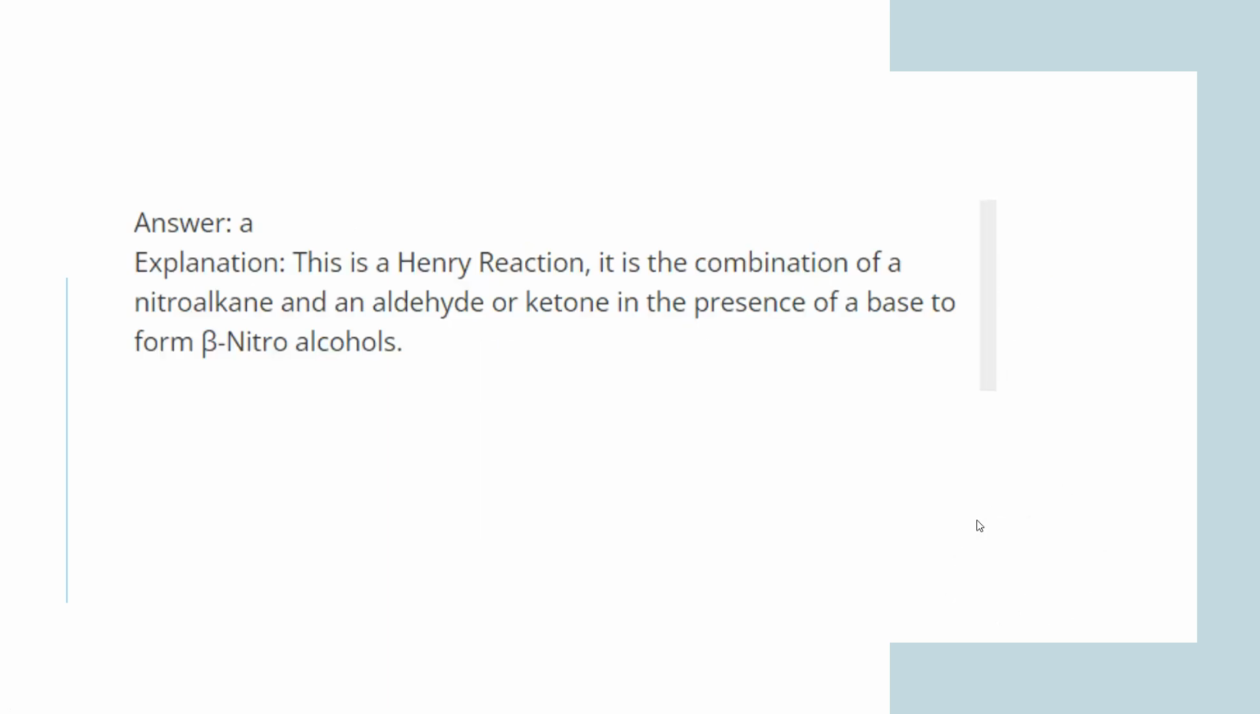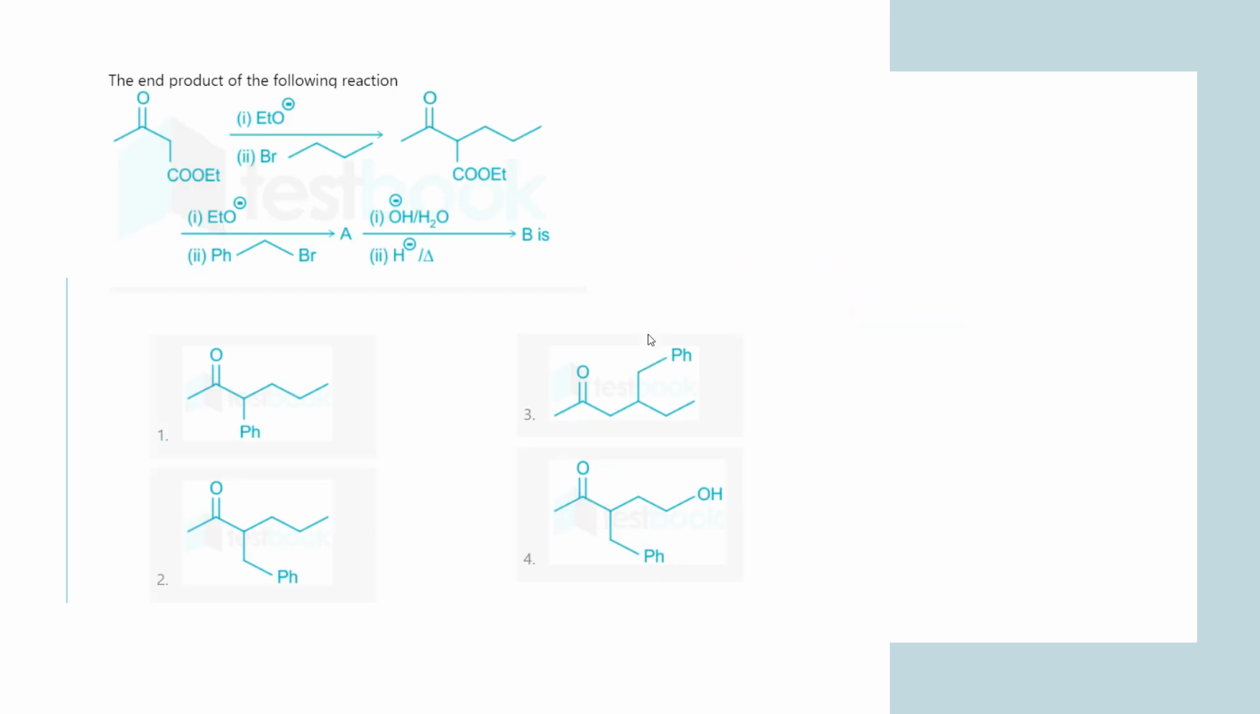Thus, for the given reaction, you will get beta nitro alcohols. So this is the Henry reaction. It is a combination of a nitroalkane and an aldehyde or ketone in presence of base to form beta nitro alcohols. So I hope the mechanism was clear. Let us move to the next question.